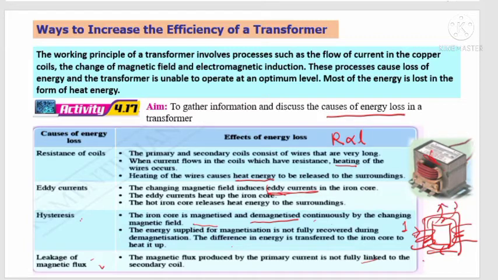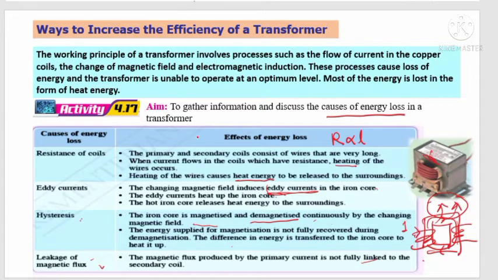Some of the flux lines do not link to the secondary coil. There's some of it that leaks out. So once it leaks out, the amount of the magnetic flux that links to the secondary coil will become less. Thus, the magnitude of the induced EMF also reduces. So this one we call energy loss due to flux leakage.